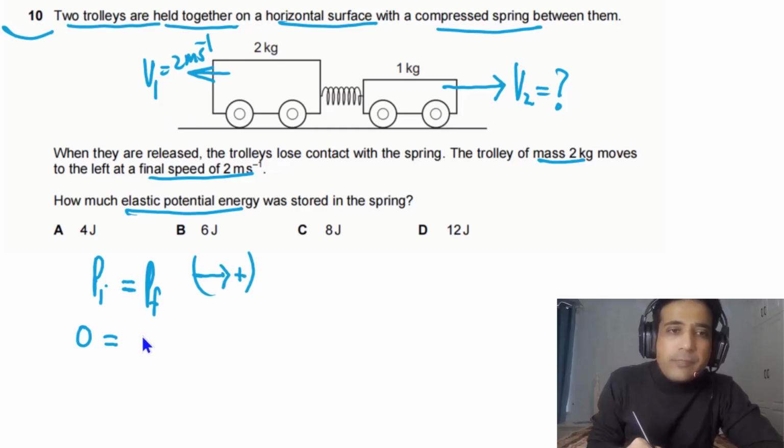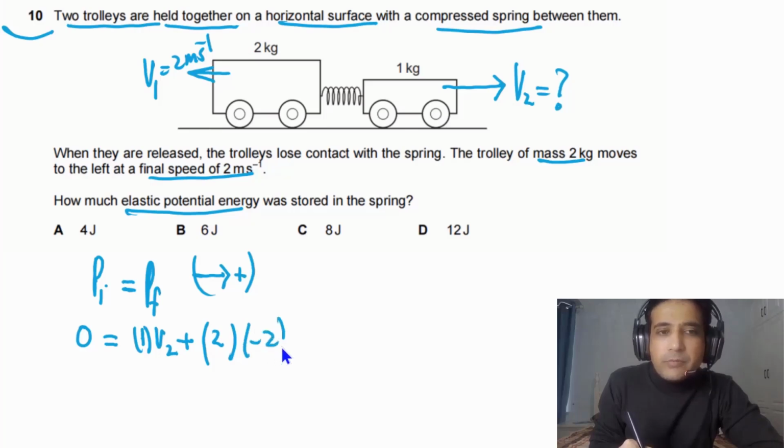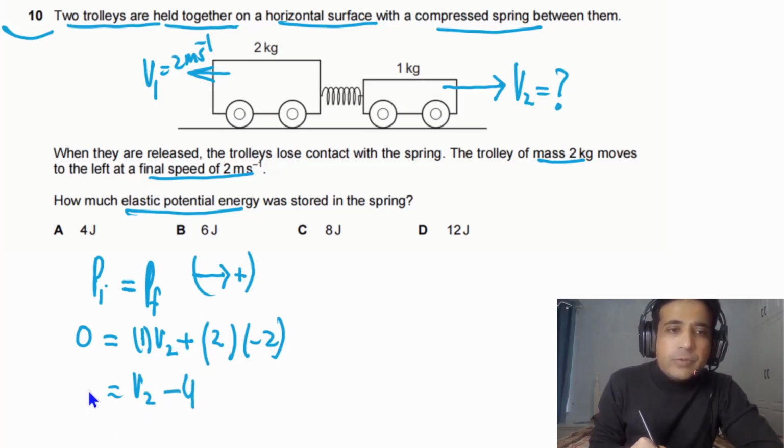So we can write 1 times v2. This momentum is positive, plus we need to add the momentum of this one, and this momentum is negative because the velocity is negative. Now from here we can figure out this is v2, and here we have minus 4. So from here we can find v2. This is equal to 4 meters per second. So this is the value of v2.